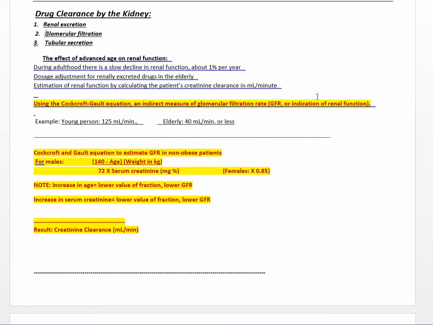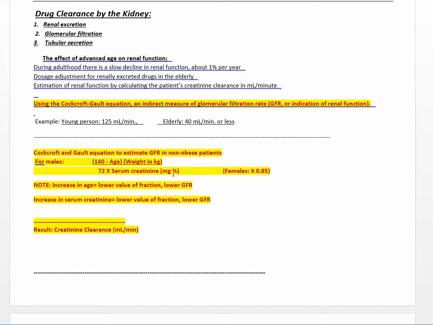Cockcroft and Gault, 2 doctors, they devised this formula, 140 minus age. So the older you get, the top gets bigger. The higher the milligram of the serum creatinine, the bottom gets bigger. So if the age gets bigger, you're taking it off 140. So the older you are, the top gets smaller.